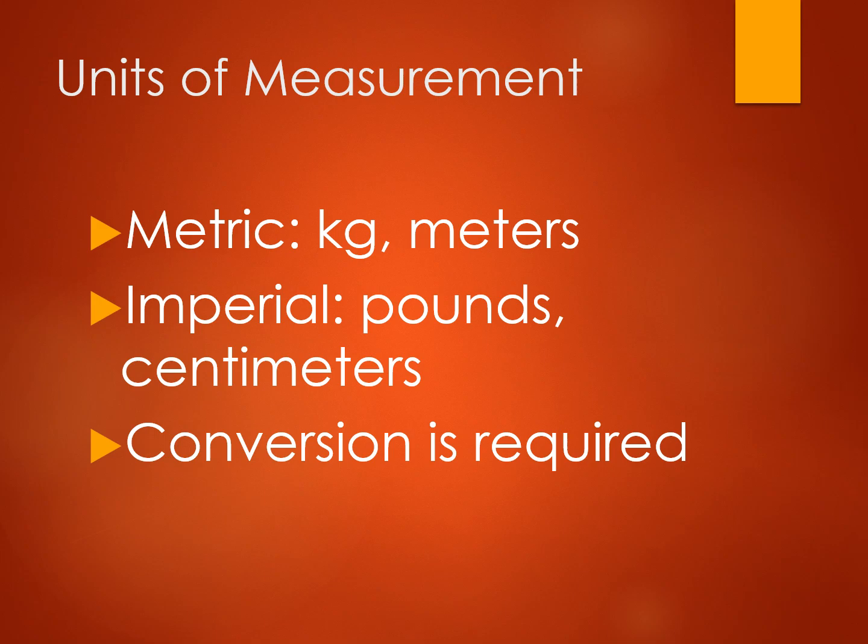Let's look at the units of measurement. So we have the metric, where we have the kilogram and the meters, so kilogram over meter squared. Then we have the imperial, which uses pounds and centimeters. But in either case, conversion is required. Usually we use kilogram per meter squared. So in case an examination gives you values in pounds and centimeters, you have to convert to get your kilograms and your meters to calculate your BMI.